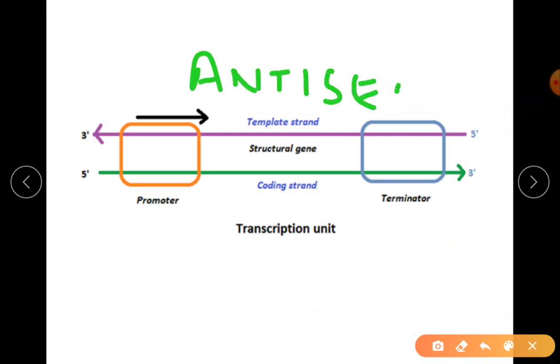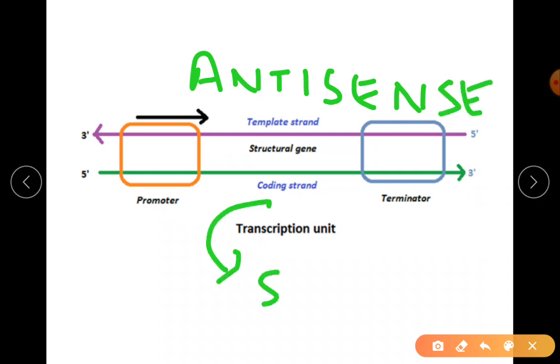Now, what about the coding strand? Yes, you know very well. Now coding is your opposite to antisense is sense strand. So you got some idea? Sense, antisense. So you don't get confused.